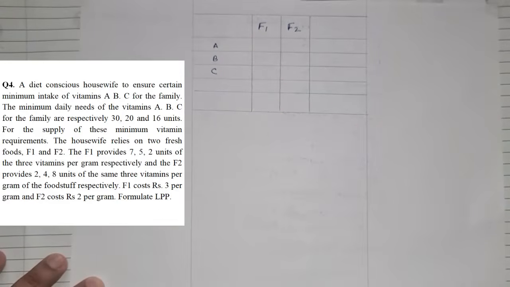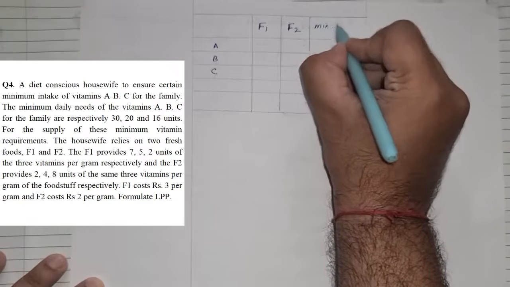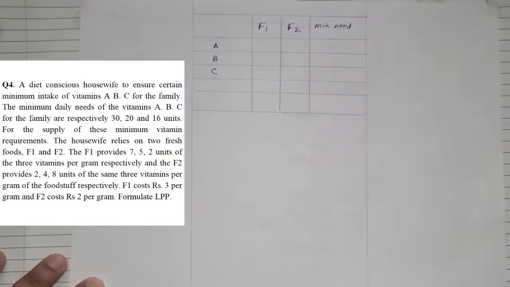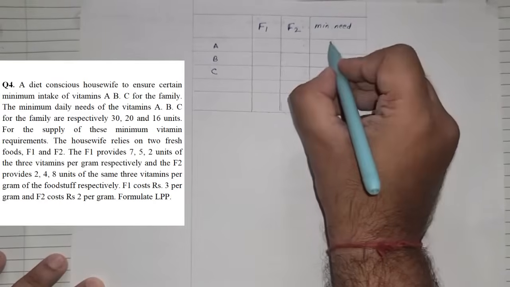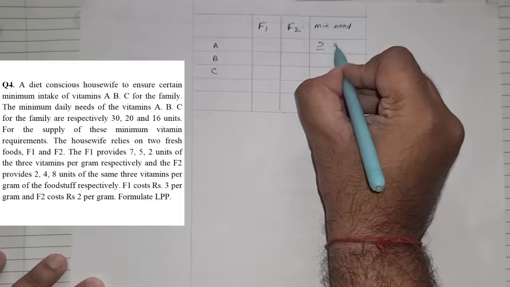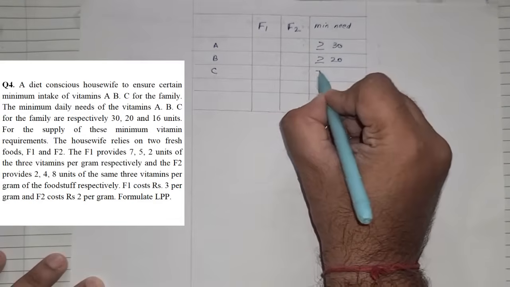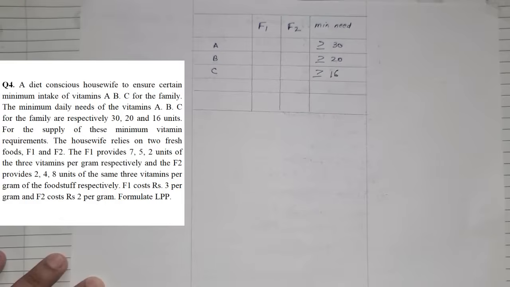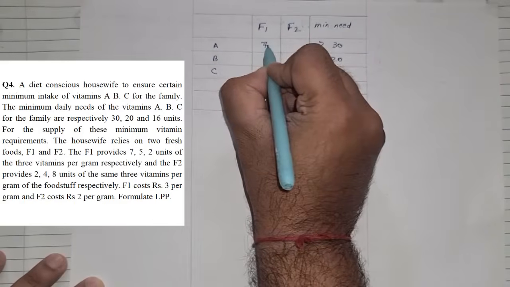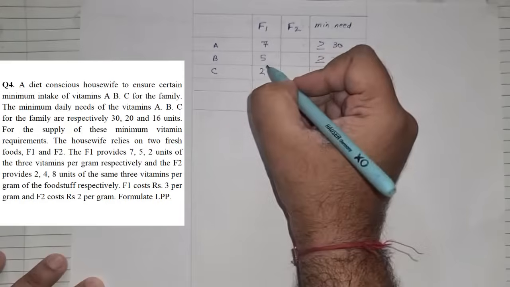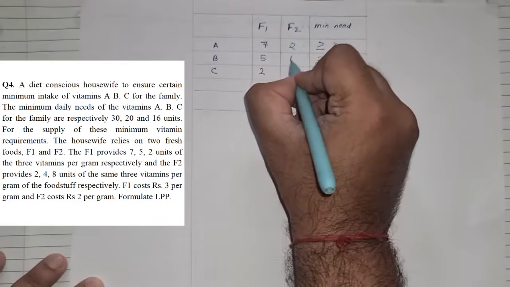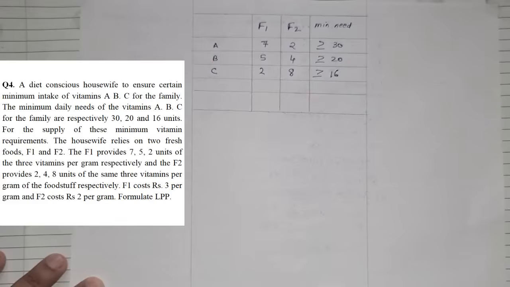And they are giving you the minimum daily need. So minimum need I'm writing here. The minimum need is 30, 20 and 16 units. So since it's minimization, it will be greater than and equals to 30, greater than equals to 20, greater than and equals to 16. For the supply of these they require two foods F1, F2. F1 provides 7, 5 and 2 units of the three vitamins per gram. So 7, 5 and 2, and F2 provides 2, 4 and 8 per gram.